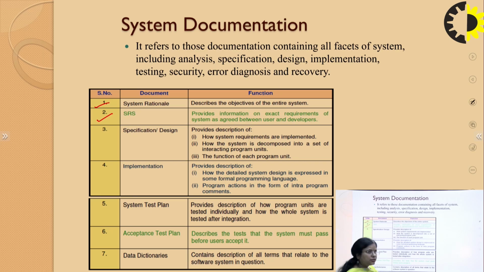SRS provides information on the exact requirements of the system as agreed between user and developers. Specification or design provides the description of how system requirements are implemented, how the system is decomposed into a set of interacting program units, and the function of each program unit.